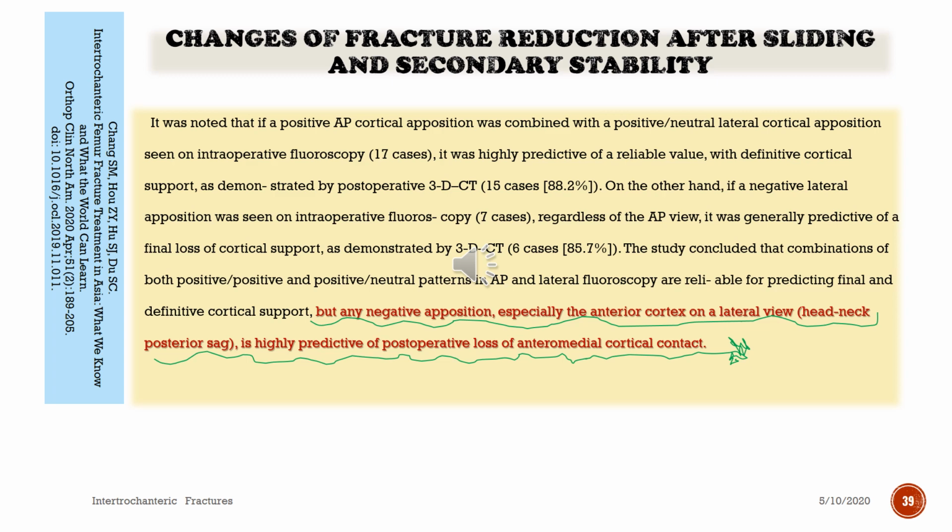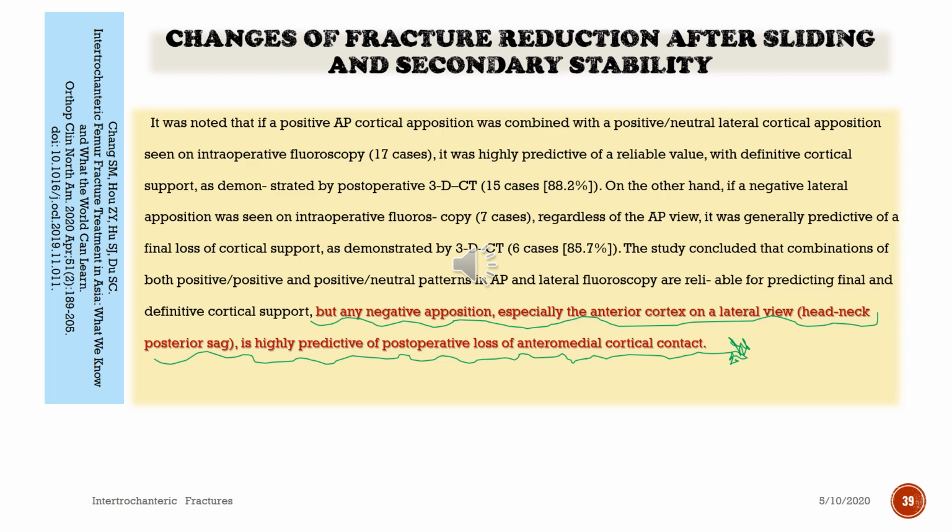It was noted that if a positive AP cortical apposition was combined with a positive or neutral lateral cortical apposition seen on intraoperative fluoroscopy, it was highly predictive of reliable, definitive cortical support as demonstrated by postoperative three-dimensional CT studies. 88% of cases had good results.